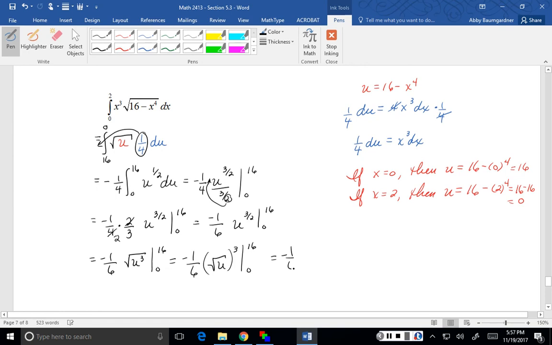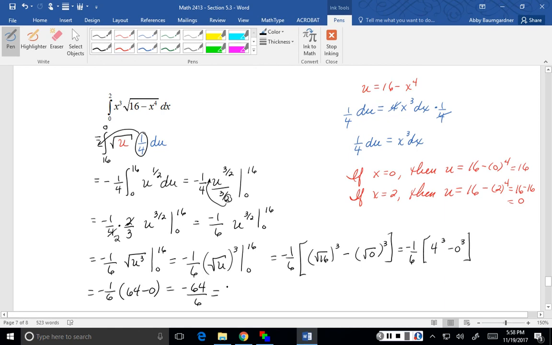So this negative 1/6 can just tag along out front. I want to find the square root of 16 and then cube it, and subtract from that the square root of 0 and then cube it. Square root of 16 is 4. Square root of 0 is 0. 4 cubed is 64. Minus 0 is just 64. So negative 64/6, that reduces to negative 32/3. And I think I just saw a mistake here.